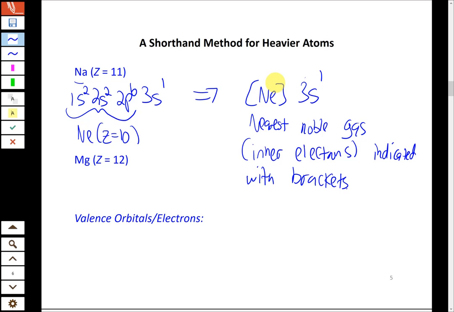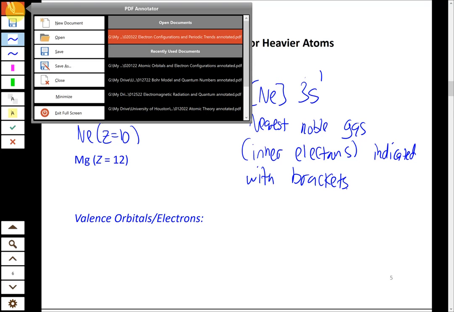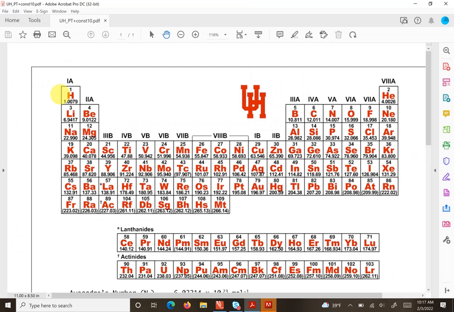So if we go one element over, which is magnesium, and I apologize if I give you whiplash from flipping back and forth so much today. So magnesium is here, number 12. So the shorthand method for its configuration is we find the noble gas that comes before it. The nearest noble gas to magnesium that comes before it is neon, which is number 10.